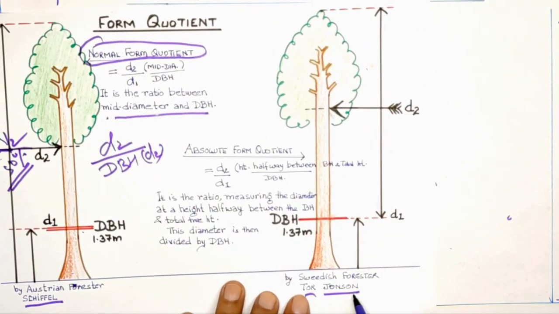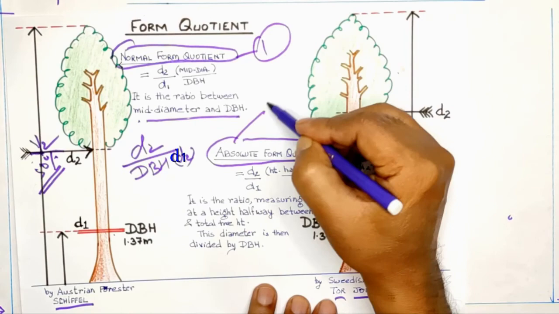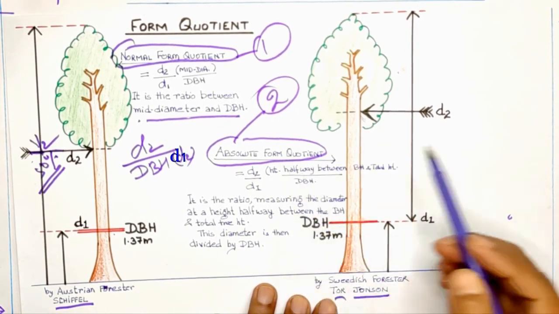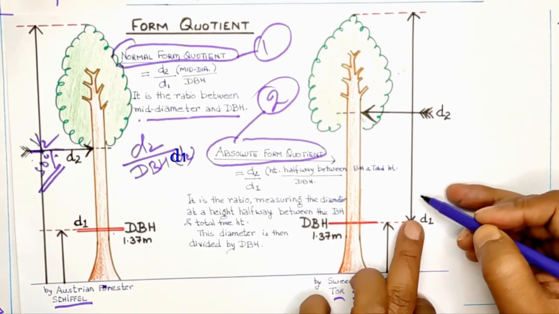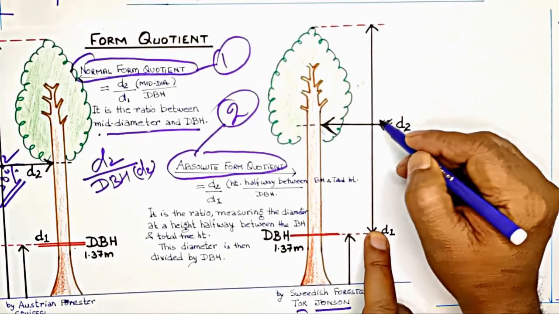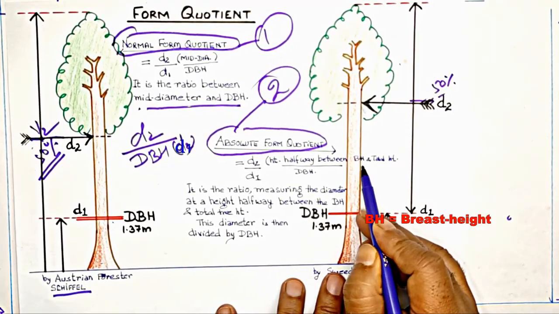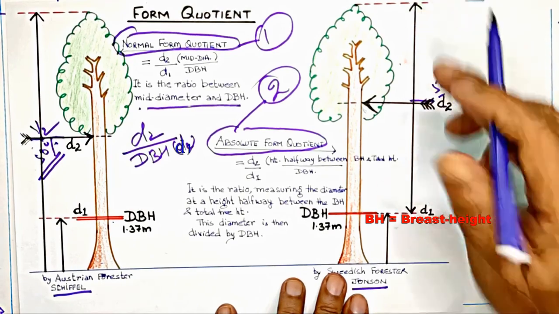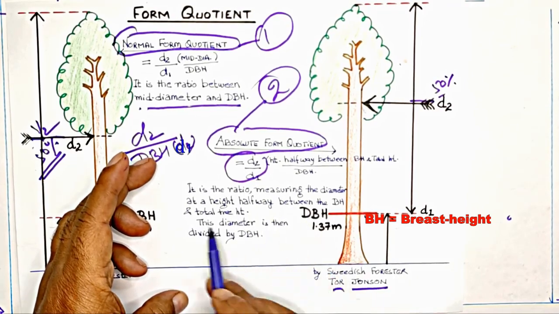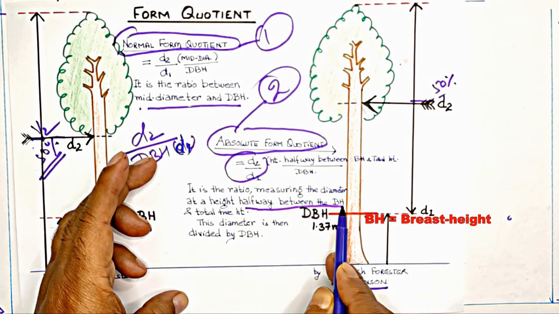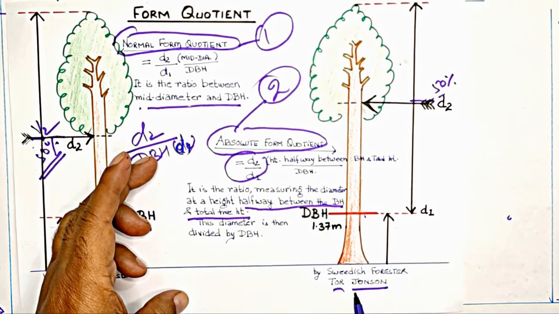But Tor Johnson made the absolute form factor. One is the normal form factor, and the other is called the absolute form factor. What has he taken here? He has taken D2 not from the base of the tree but from the DBH. From the DBH, he took 50% of the remaining height. So it is halfway between the DBH height and the total height, that is D2 here, divided by D1, which is DBH. It is a ratio measuring the diameter at a height halfway between the breast height and the total height of the tree.